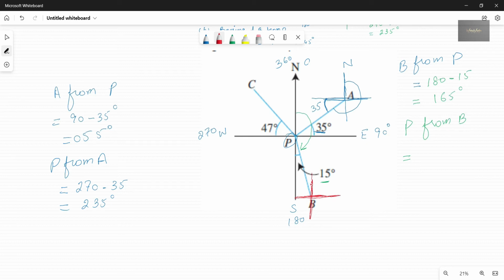Now I will use the given angle again. This 15 degree here is a given angle and it is with this vertical line. So this will also be 15 degree because these two are alternate angles of parallel lines, and the bearing angle will start from north and will go towards this direction, right? It's not a circle, I have to stop till here.